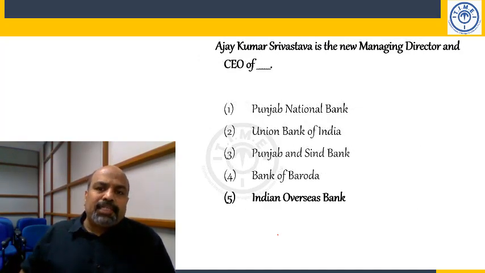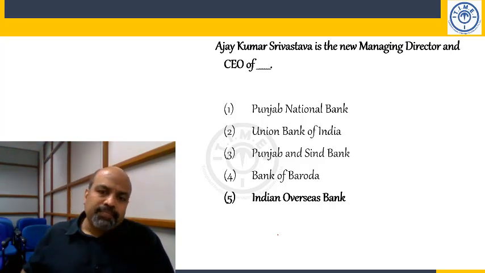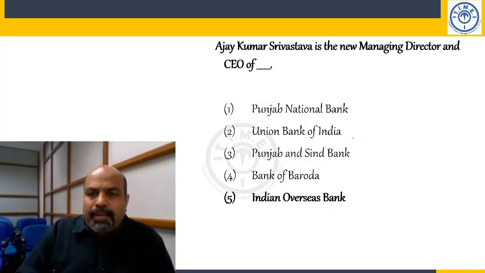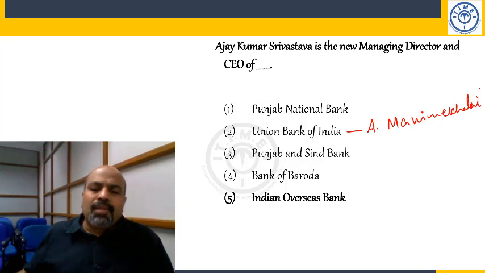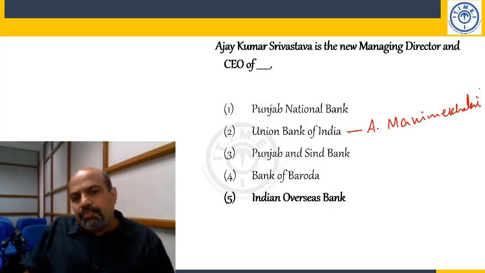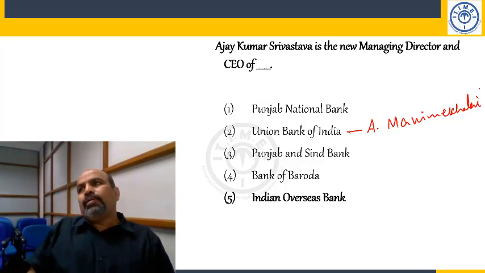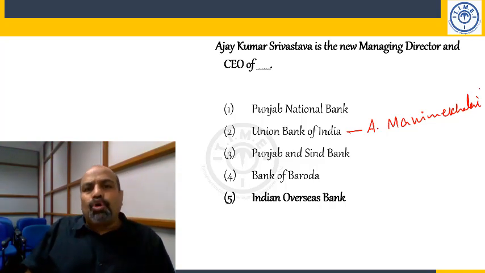Ajay Kumar Srivastava is the new managing director and CEO of Indian Overseas Bank. We could look at one more bank, Union Bank of India, A Manimekhalai. Sandeep Saha, Punjab and Sind Bank. Bank of Baroda, Sanjeev Chadha. Punjab National Bank, Atul Kumar Goel.